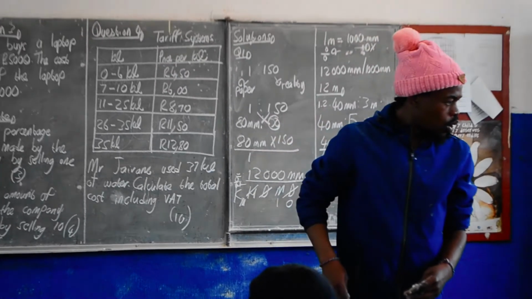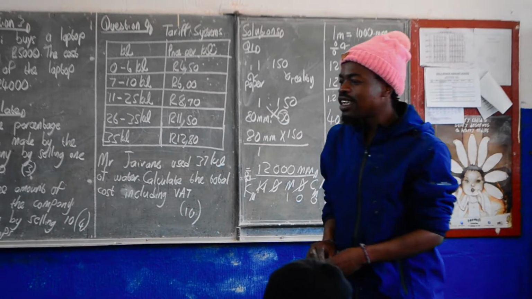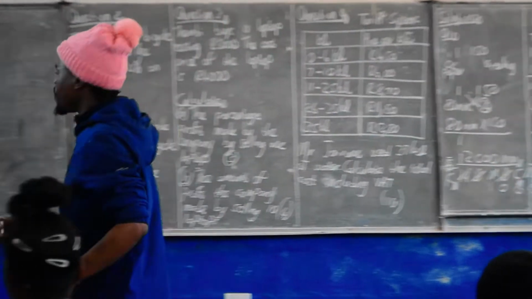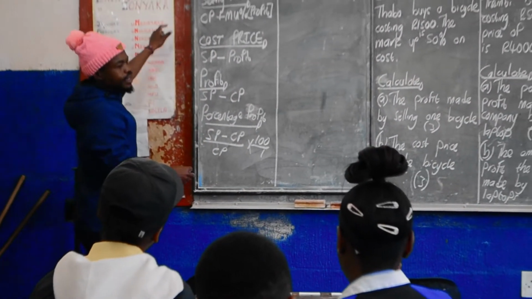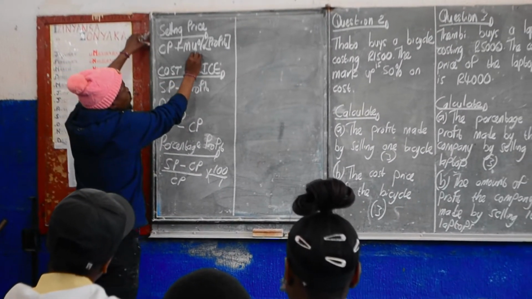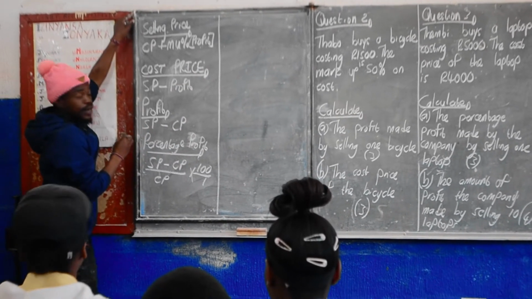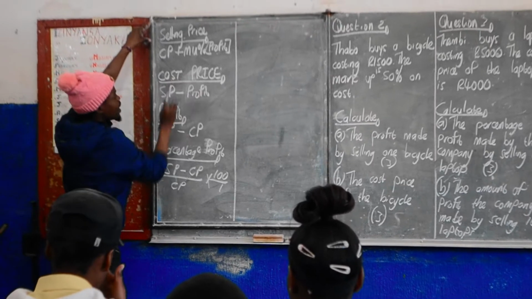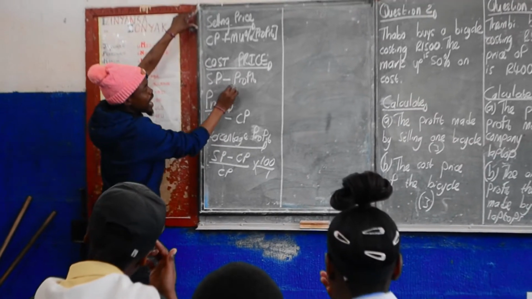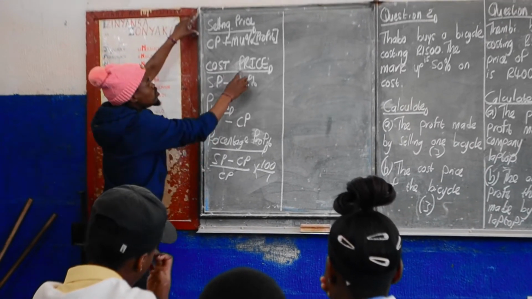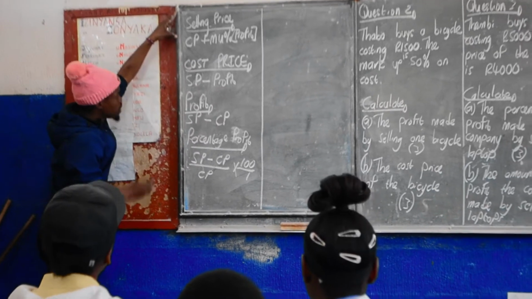Cost price plus markup is equal to the selling price. So now look at this. We say cost price plus the markup, which is the same as the profit, which is equal to the selling price. And then how do I determine the cost price? I say the selling price minus the profit, which will be equal to the cost price.